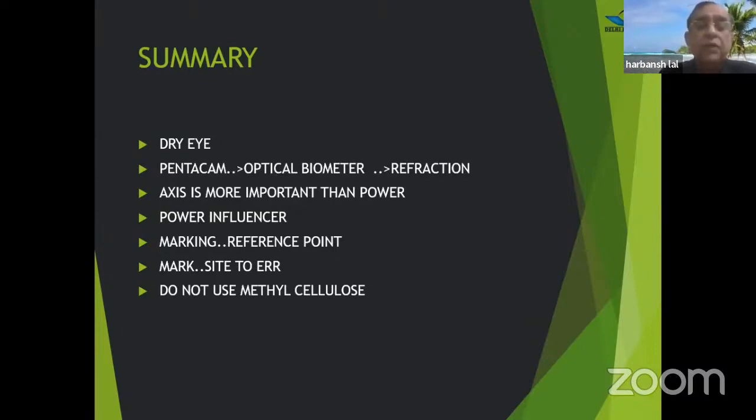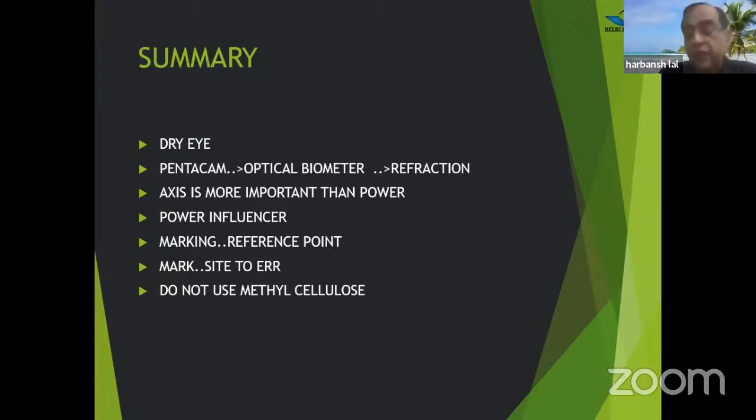And marking is always a reference point. You are not marking exactly 90 or 180 degrees. And put on another mark to show which side you want to err upon. If suppose you have a confusion of 3, 4, 5 degrees, whether I'm right or wrong, which side the error will be more tolerated.